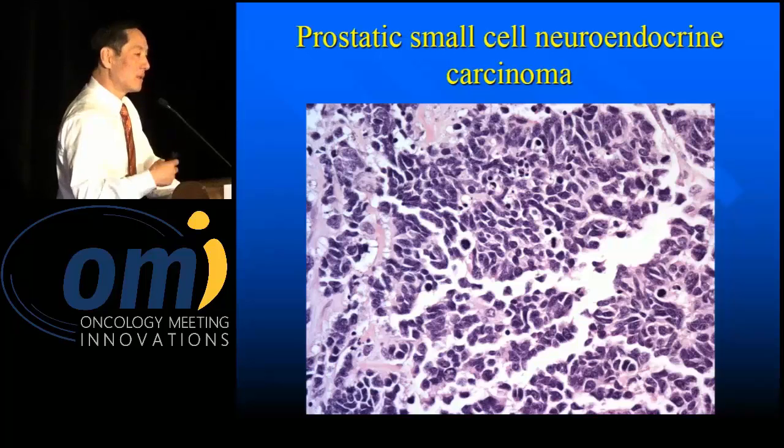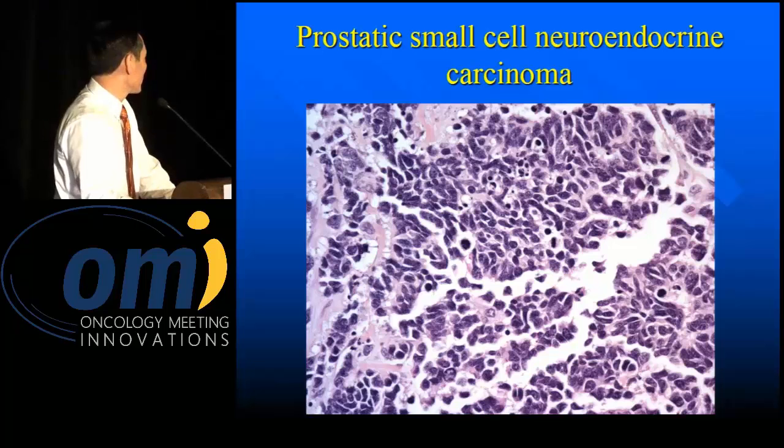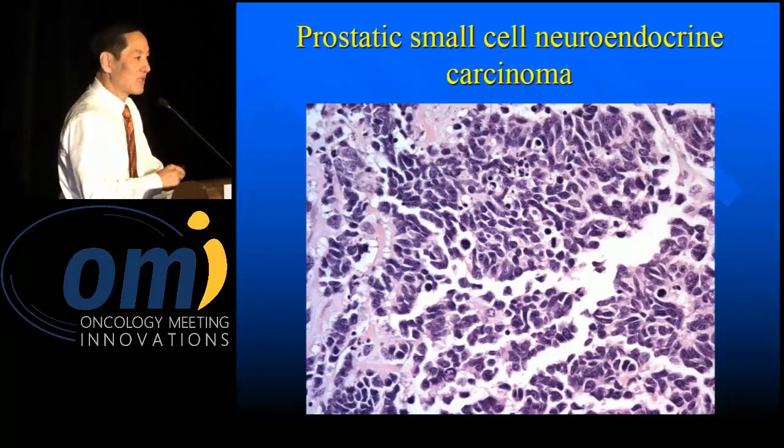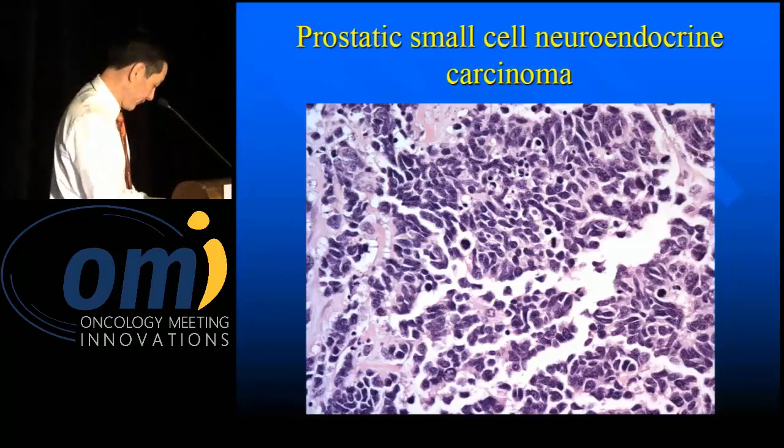Importantly, if the patient received hormonal therapy or the other AR-targeted therapies, a number of them can actually develop a tumor that is pure neuroendocrine cells, which we call prostatic small cell neuroendocrine carcinoma. But these neuroendocrine cells in this small cell carcinoma are different from the neuroendocrine cells we see in adenocarcinoma, because these cells are highly proliferative and very aggressive.